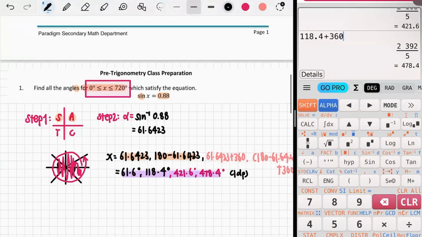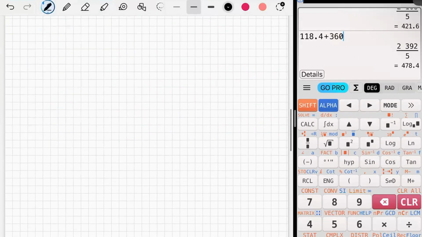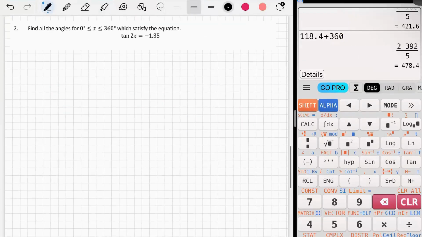So when you're doing a trigonometry question, remember, number 1, determine the quadrant. Number 2, find the basic angle. Number 3, just make sure you have all of the possible answers from there. Okay, so this one is done already. Now we look at the second one.